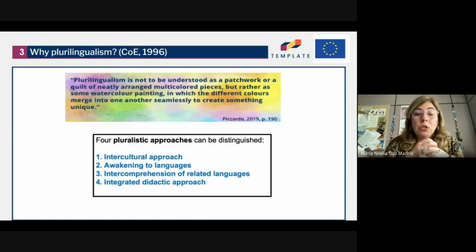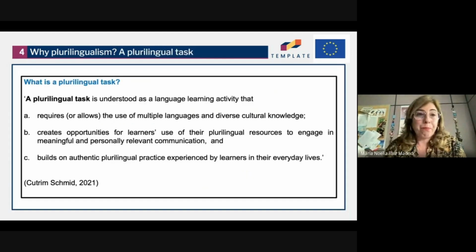And also we can approach this plurilingual aspect from an integrated didactic approach. So trying to integrate different languages and content, which is the case, for example, of CLIL, or integrating languages and approaching languages from just one view, all together from a plurilingual perspective.